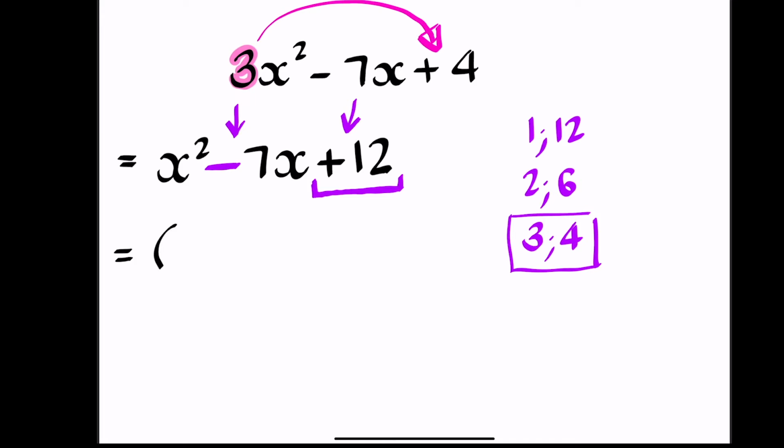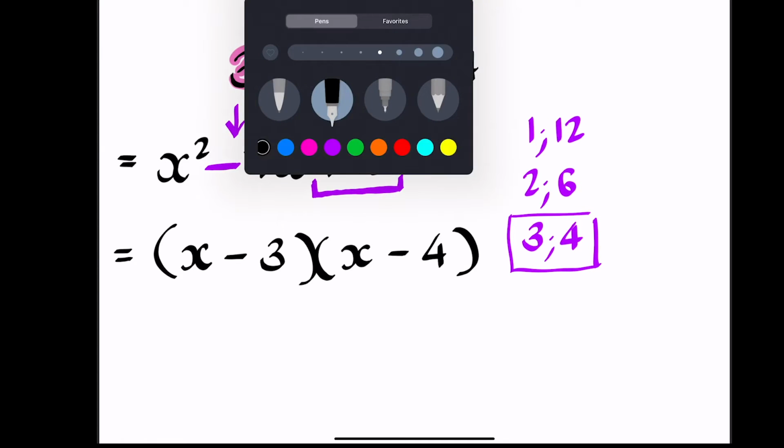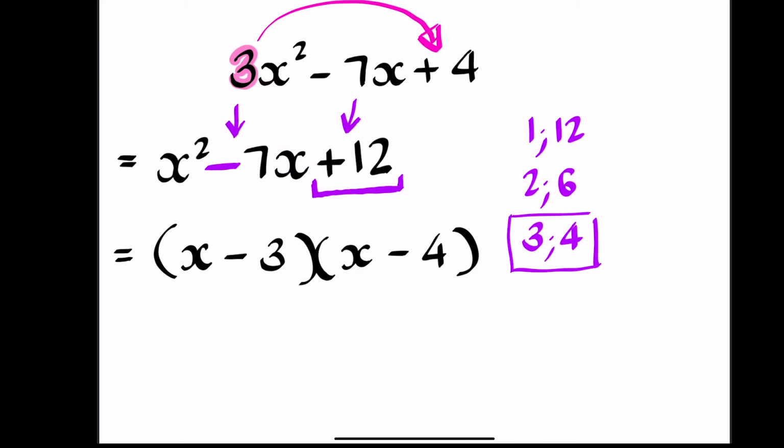So now I'm going to factorize this into 2 brackets. X goes into both brackets. Both of the signs are going to be the same because my third term was positive, so that's a negative and a negative. I take the factors I've just picked, 3 and 4. So the first step, I took the a value and multiplied it with the c value. Now I'm going to take that a value and put it into the denominator of these fractions.